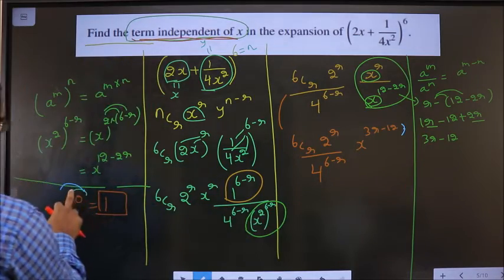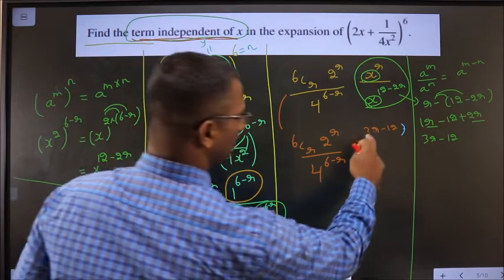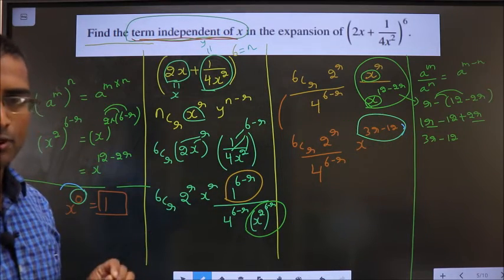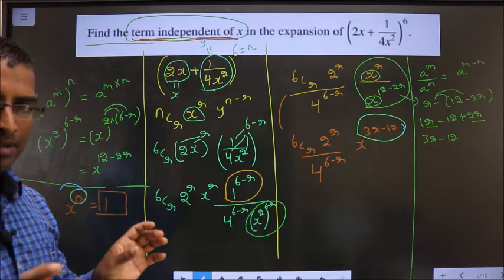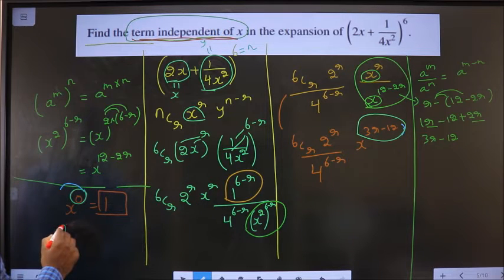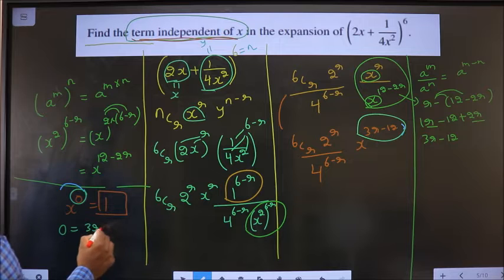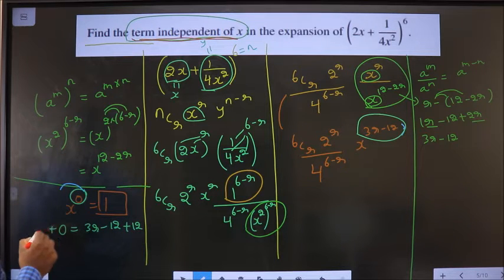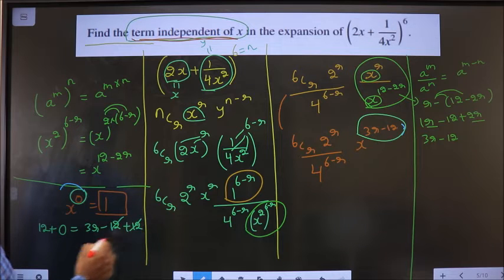Here the power is 0 and here the power is 3r minus 12. Equate both the powers to get the value of r. Equate powers of x to get the value of r. So 0 equal to 3r minus 12. Add 12 now, so this cancels out. 12 equal to 3r. Now divide by 3. So 4 equal to r.